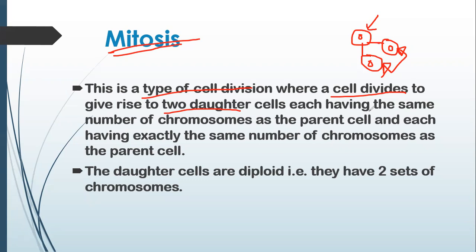Each has the same number of chromosomes as the parent cell, and even the cellular structures, everything inside this cell, is exactly the same.